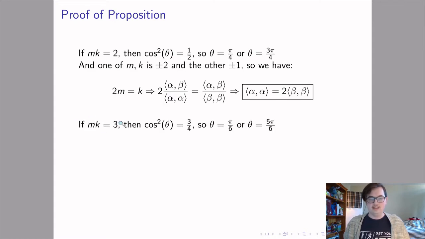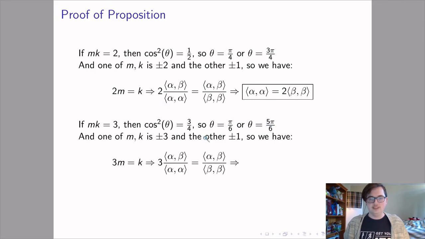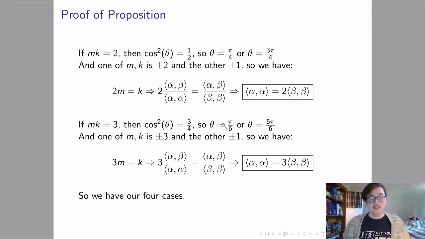And exactly the same for 3. We get that theta is pi over 6, or 5 pi over 6. And we arrive at the same conclusion, that alpha dot alpha equals 3 beta dot beta. Okay, so that's how we generated our 4 cases.